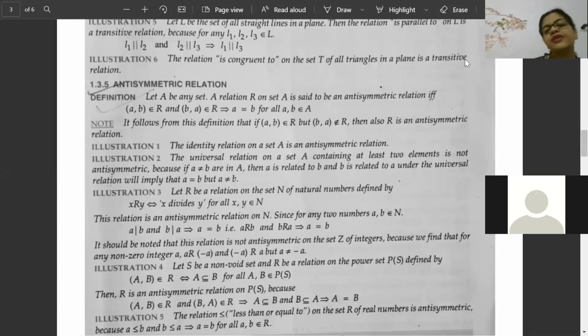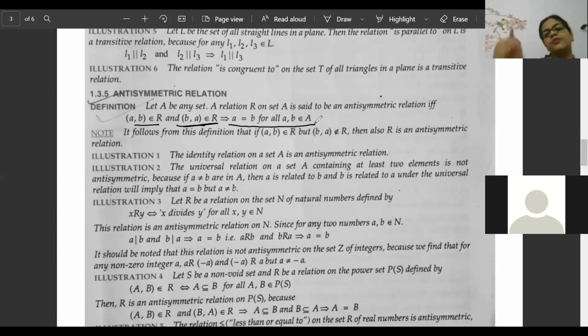An antisymmetric relation is just like a symmetric relation, but there is one difference in this. The difference is, when (A, B) belongs to R and (B, A) belongs to R, then A will be equal to B. This is an additional condition over the symmetric relation. So any relation which is antisymmetric will have A equal to B. Then only it will be called an antisymmetric relation.